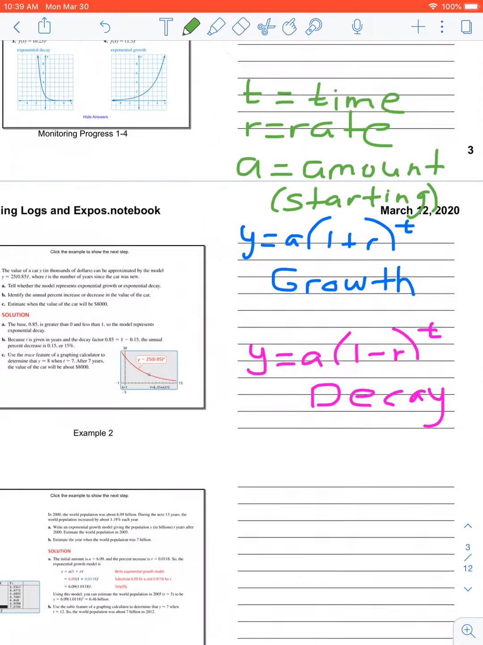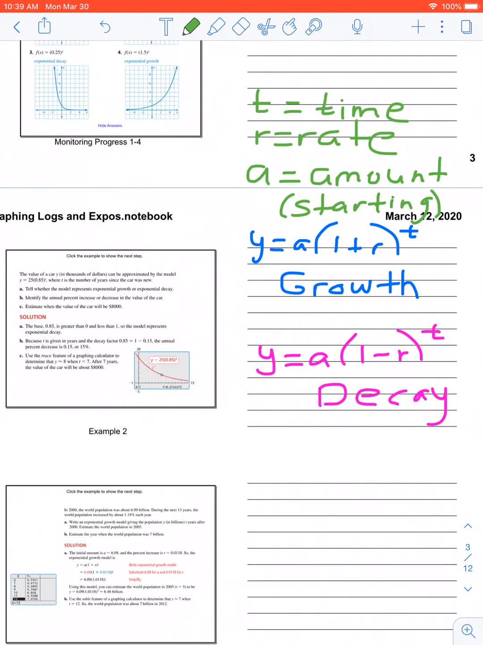Okay, so let's go back and look at that equation. It says, the value of a car Y in thousands of dollars can be approximated by the following model: 25, parenthesis, 0.85 to the T, where T is the number of years since the car was new. So we all know, for the most part, when you buy a new car, it depreciates in value. So that should be the decay equation, this one right here. It says, tell whether the model represents exponential growth or decay. It represents decay. Identify the annual percent increase or decrease of the value. Well, we know it's going to decrease.